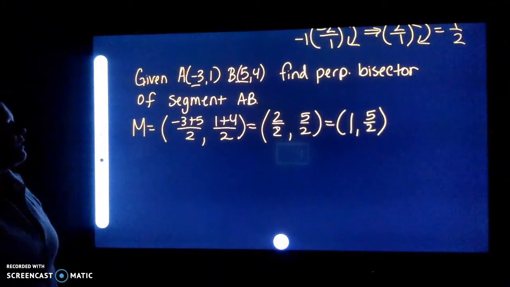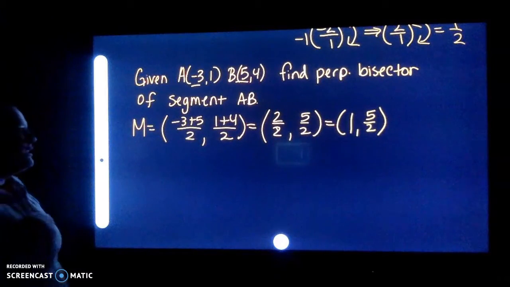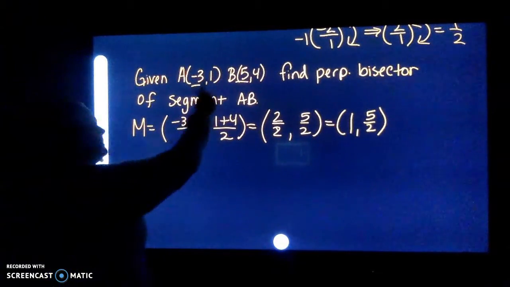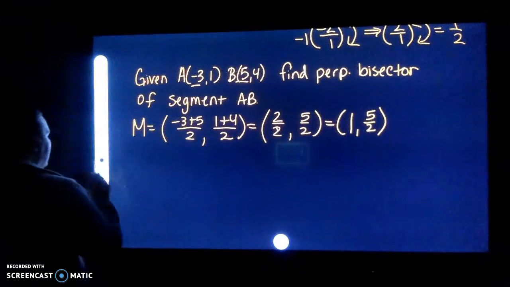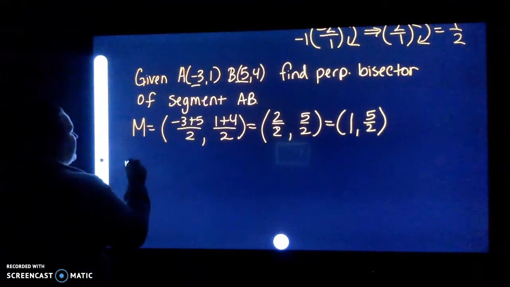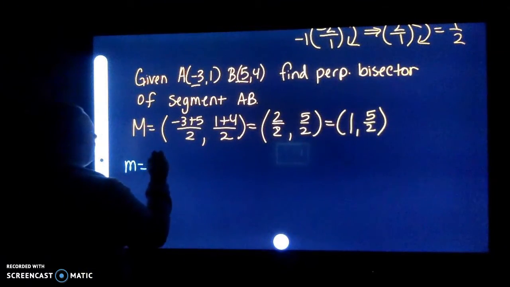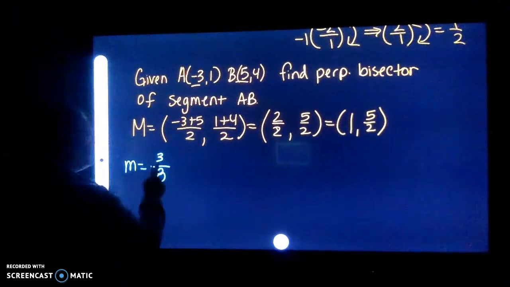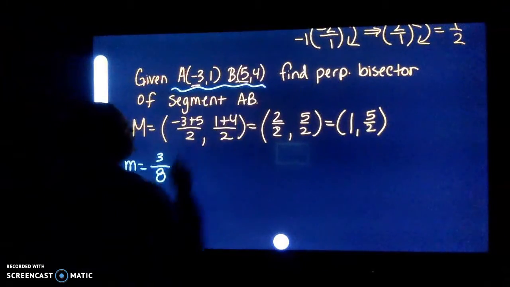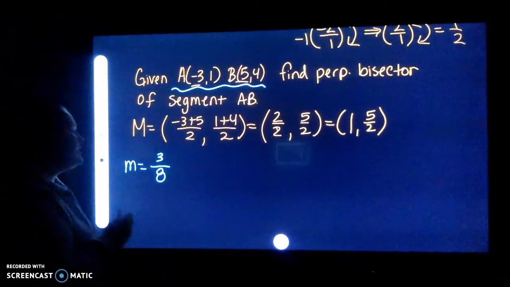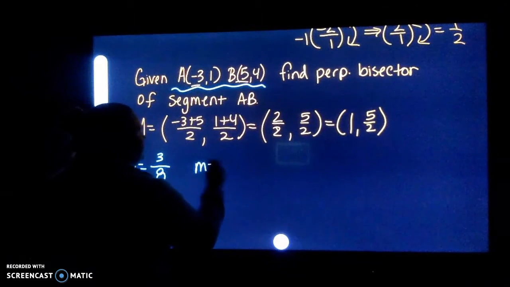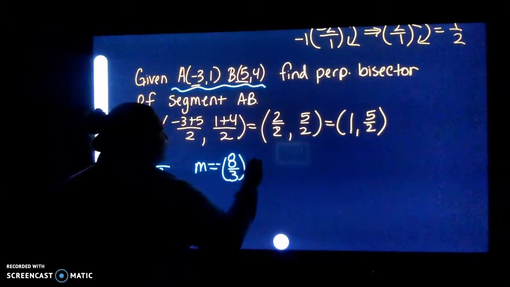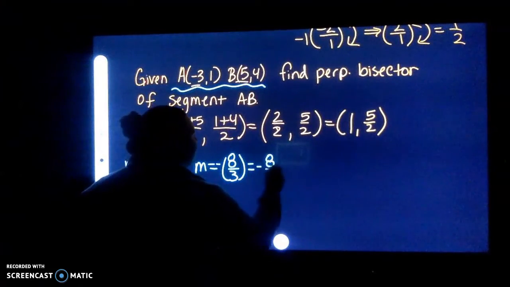So that's the point that mine's going to be going through. I know that I'm trying to find the equation of the perpendicular bisector, which means it's going to have the opposite slope of this one, so the negative reciprocal of it. So I need to calculate this one's slope first. 4 minus 1 is 3. 5 minus a -3 is 8. So this slope is 3/8. My slope will be the negative reciprocal of it. So I need to flip it over and take the opposite sign. So my slope is -8 over 3.